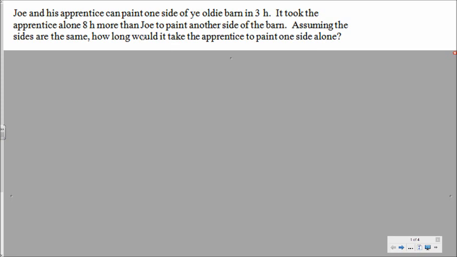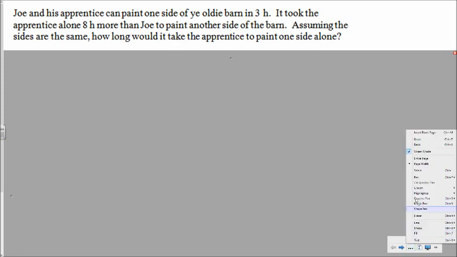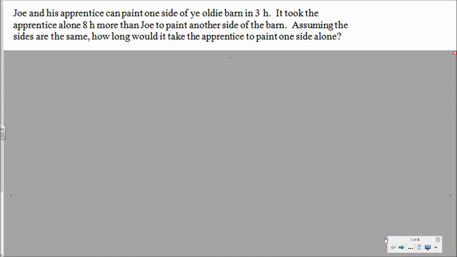So let me read through it and highlight some of the key information we're going to need later in the problem. First off, Joe and his apprentice can paint one side of Ye Olde Barn in 3 hours. So I'm going to underline 3 hours. It's going to be key, and that's their combined effort. It took the apprentice alone 8 hours more than Joe to paint one side of the barn. Assuming all the sides are the same, how long would it take the apprentice to paint one side alone?